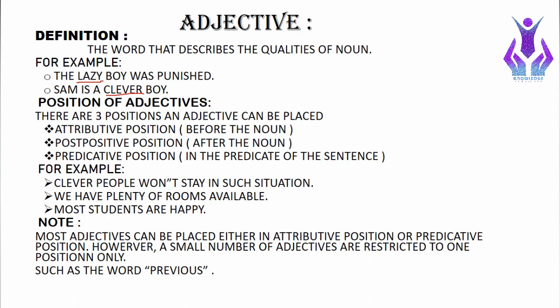We can take it from an example. The first example, clever people won't stay in such environment. So here the word clever is adjective and it is placed before the noun people, so it is in the attributive position.